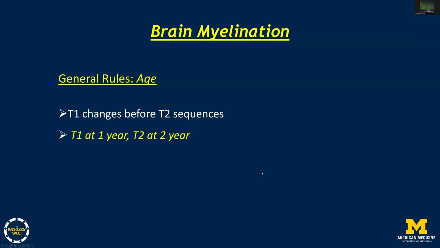That means anywhere from 9 to 12 months, the myelination on T1 weighted sequence is complete. And on T2 weighted image, the myelination is almost complete anywhere from 18 to 24 months. So that is what we mean by the rule of age, that is T1 at 1 year, T2 at 2 year.